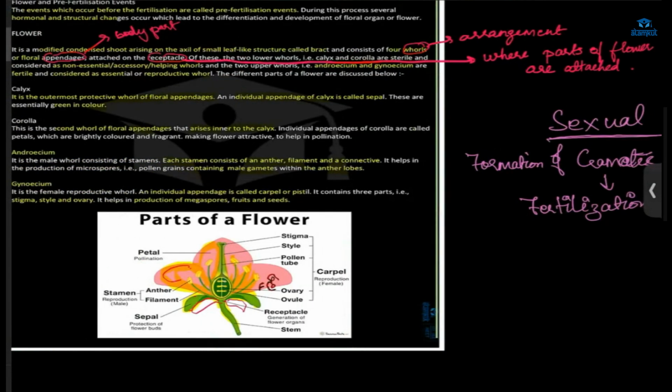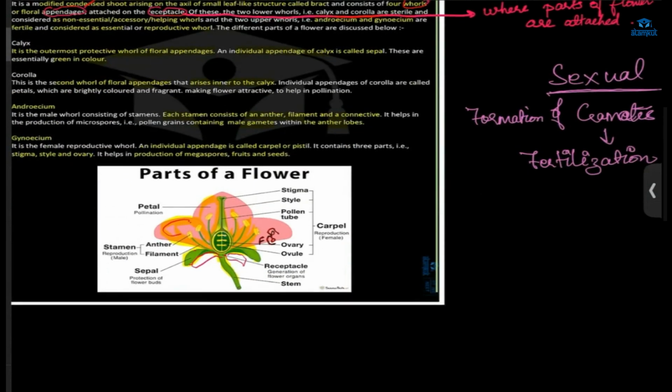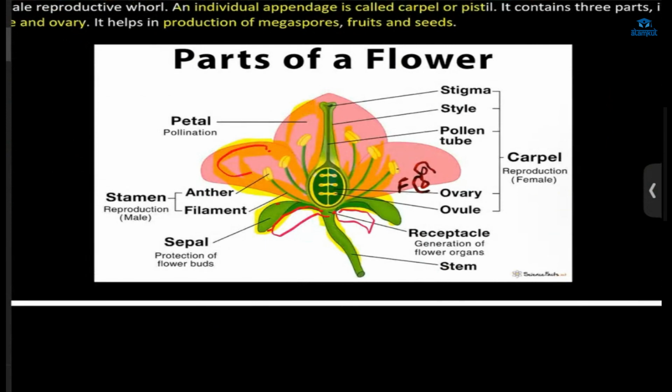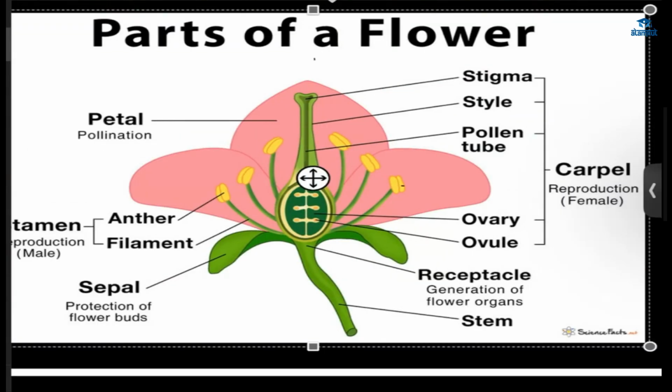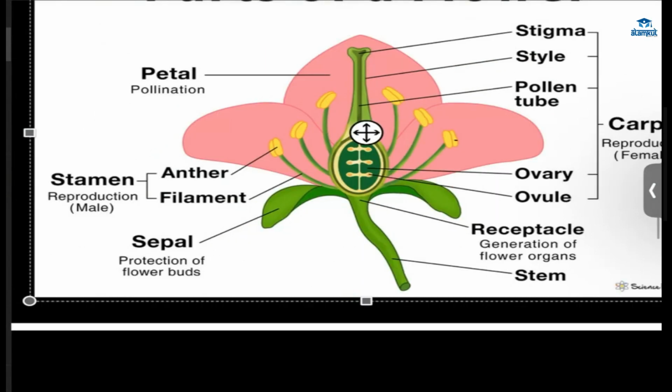So let's see the parts of the flower. What do we have here? This colored part is our petal. And this green part, like the petal but green, is our sepal. Those parts are not involved in fertilization; only the petals are for pollination.